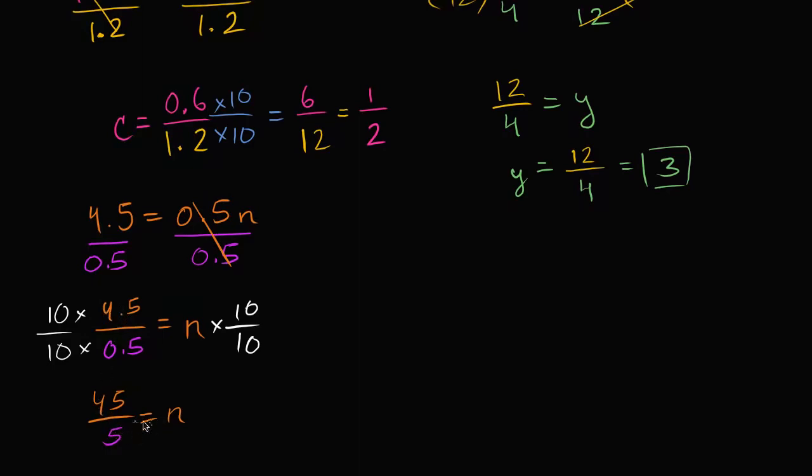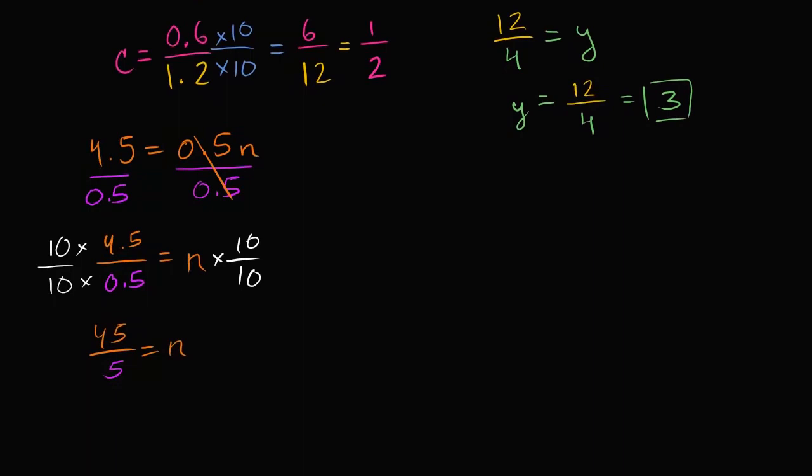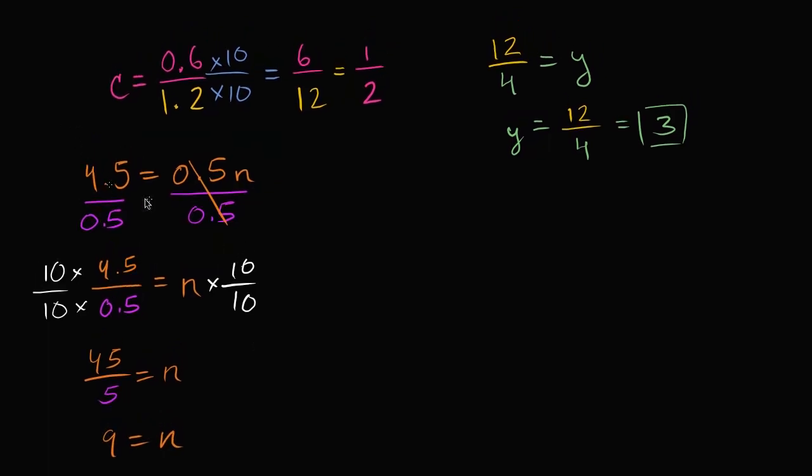But anyway, you have n is equal to 45 over 5. Well, what's 45 over 5? Well, that's going to be 9. So we have 9 is equal to, why did I switch to green? We have 9 is equal to n, or we could say n is equal to 9, and you could check that. 4.5 is equal to 0.5 times 9. Yep, half of 9 is 4.5.